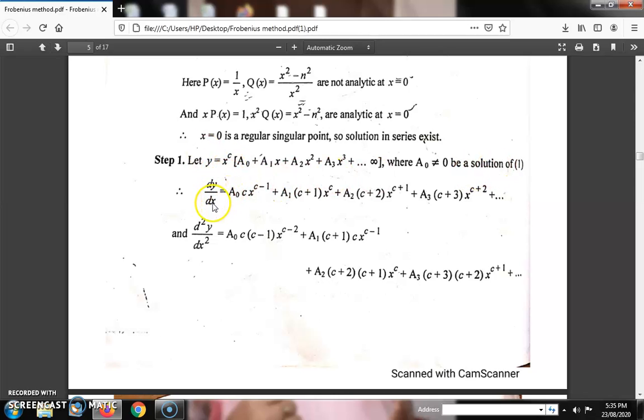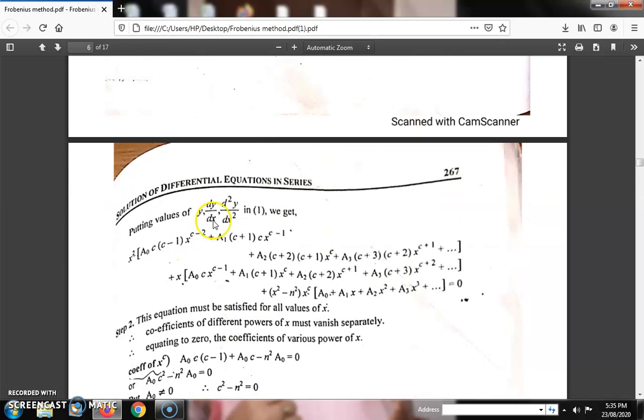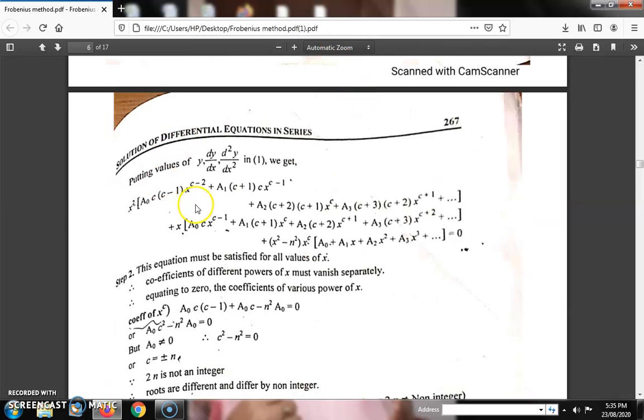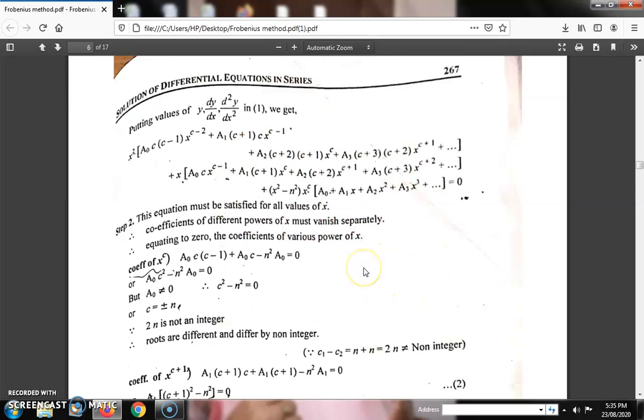Similarly, you have to find dy/dx and d2y/dx^2, as we have done in the power series method. Now put all the values in equation 1. In this equation you will get this expression, and it must be satisfied for all values of x. Now we will equate to 0 the coefficients of the different powers of x. It is written that the coefficients of different powers of x must vanish separately, meaning we have to equate them to 0.